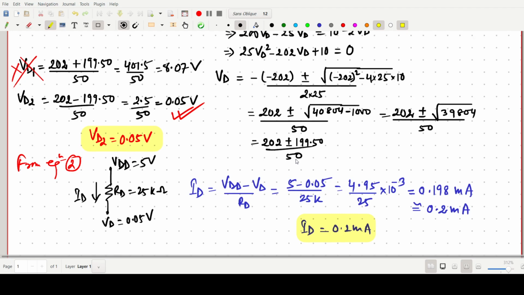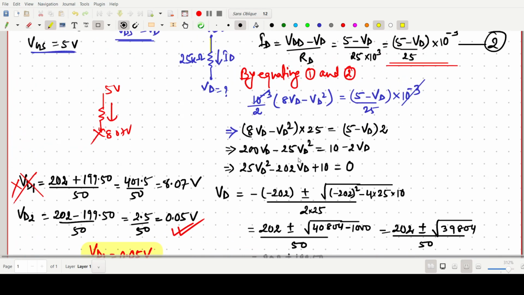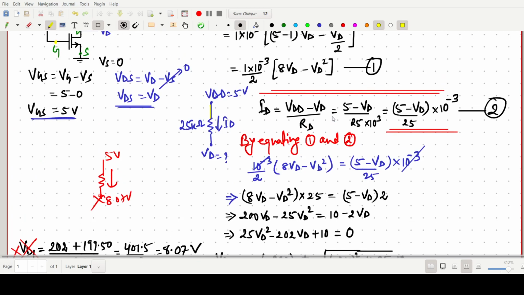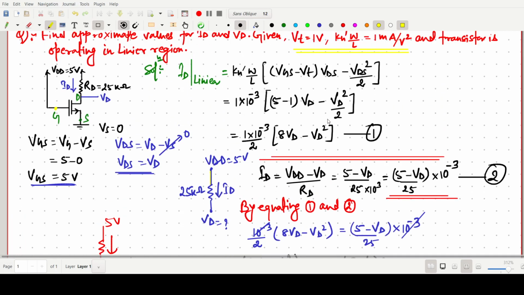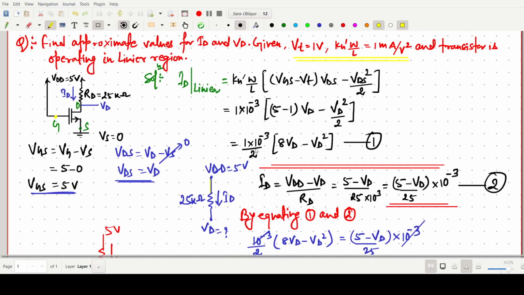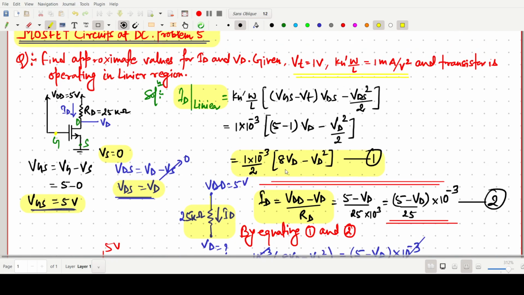So the thing is that we have to use both equations, equation 1 and 2, for solving the value of VD. So we have to write the linear expression, this one. And this current is the same as that of this, by just using this circuit. So we have to find VGS, and VDS is VD because source voltage is 0. So like that we can solve this simple problem.